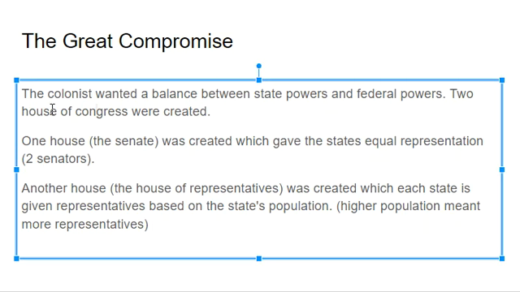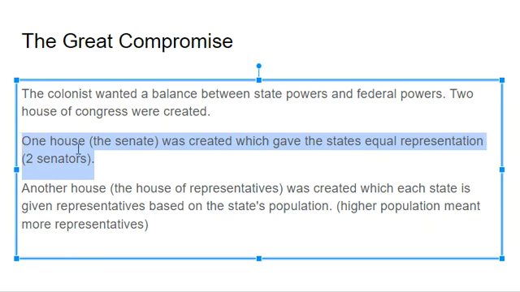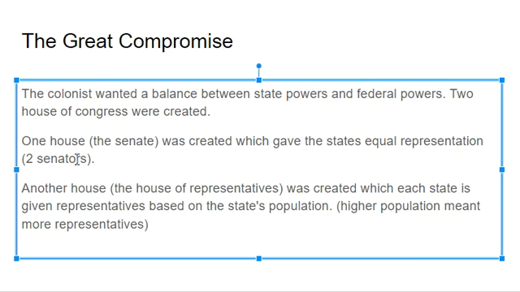So essentially, Congress was created with two houses. One house, the Senate, gave the states equal representation. So every state has 2 senators. California has 2 senators. Virginia has 2 senators. Nebraska, 2 senators. Michigan, 2 senators. Doesn't matter what state it is, it's equal. Every state has 2 senators.